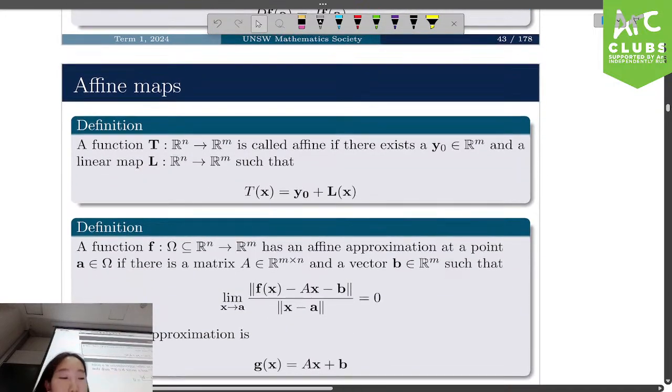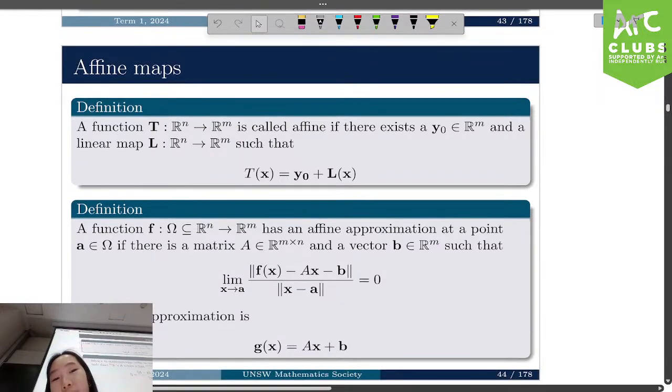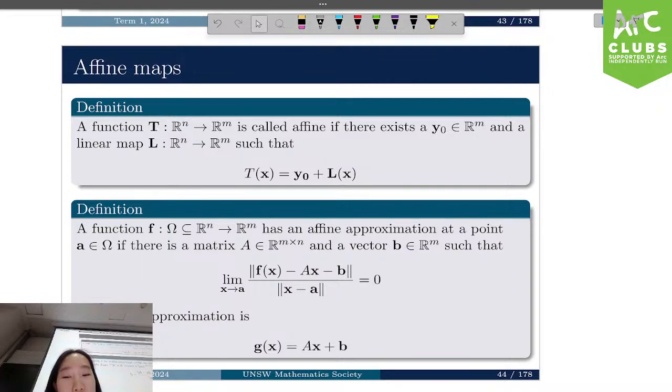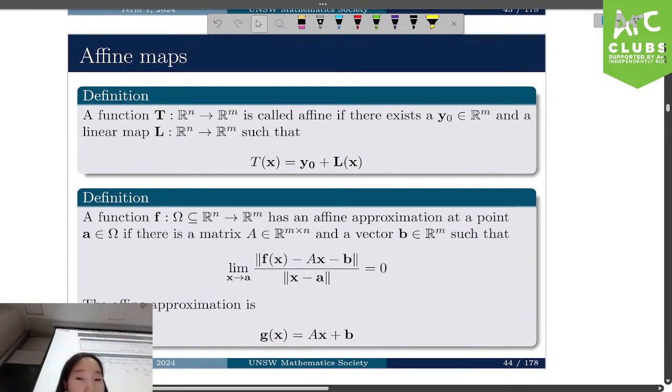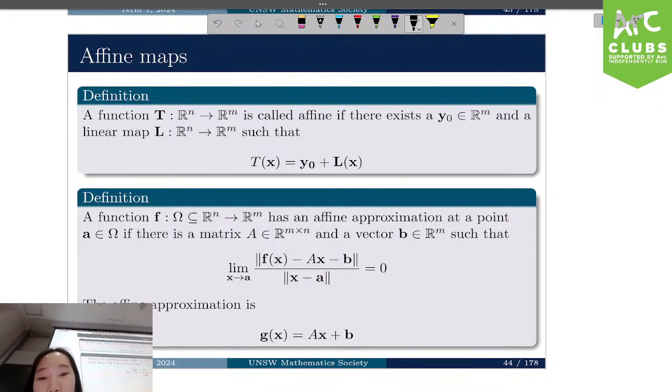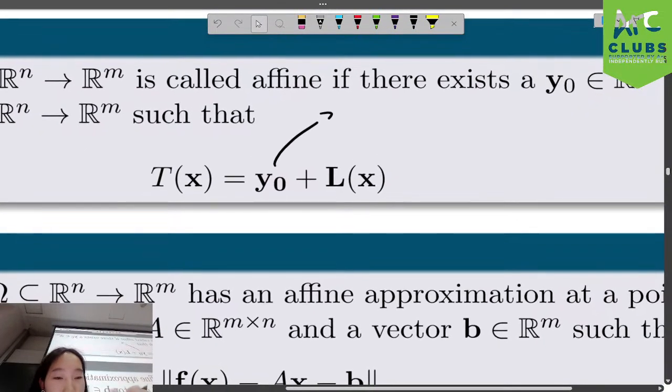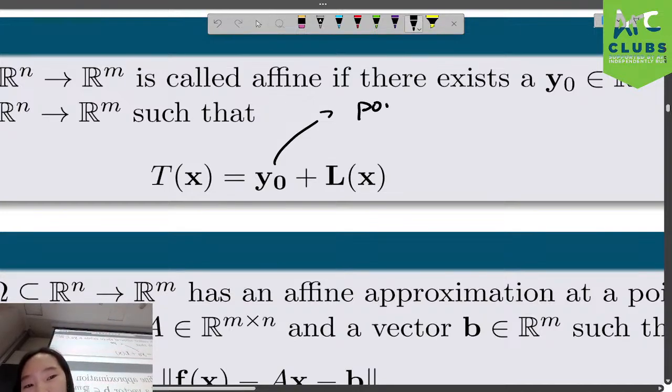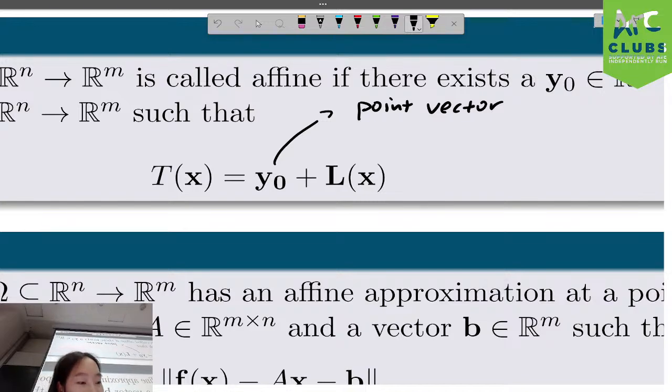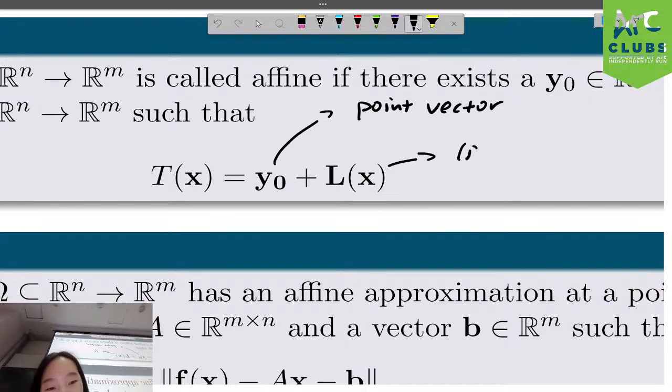All right, we go to affine maps. A function T is called affine if there exists a y0 and a linear map L such that T is equal to y0 plus L. So what we essentially have here is the point vector. Our y0 is our point vector, and our L is our linear map.